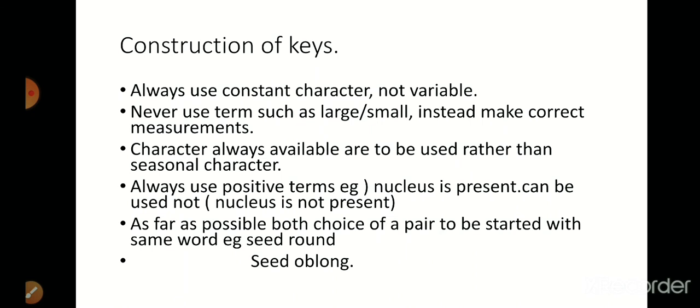Or another example, nucleus is present, nucleus is absent. So nucleus is a keyword for the identification or starting of the couplet. So as far as possible we choose the pair which starts with the same word. So all these are the rules for the construction of the taxonomic key.